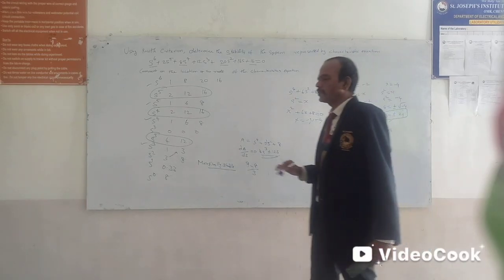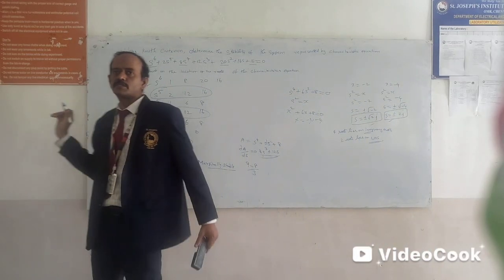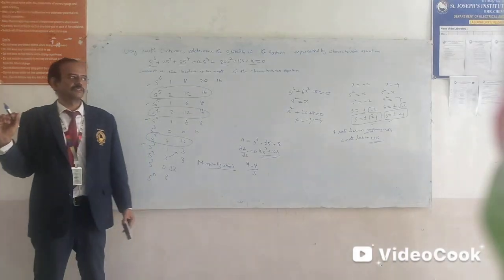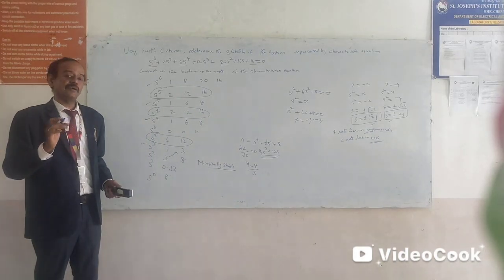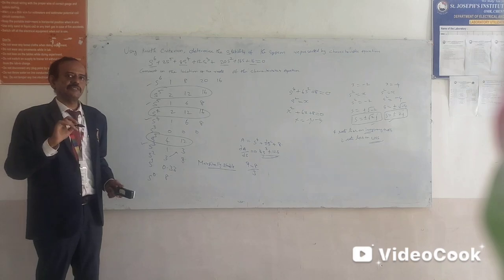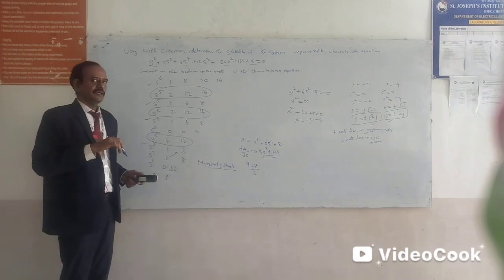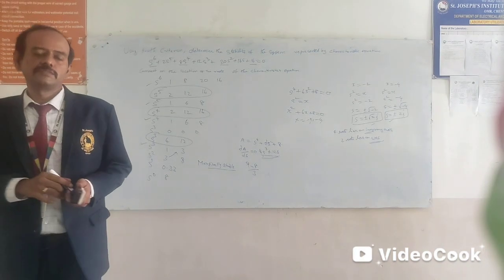So this is the second type of problem, with the whole row of zeros. Is it clear? A row of all zeros means the system is marginally stable, but we have to check the first column. If there is any sign change, the system will be considered unstable. Okay. Thank you.